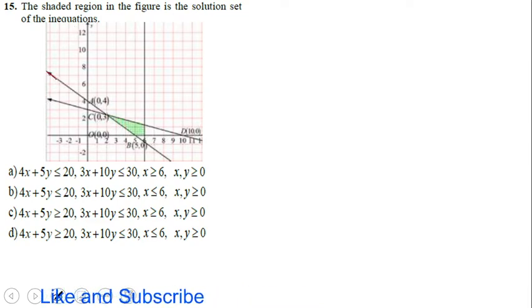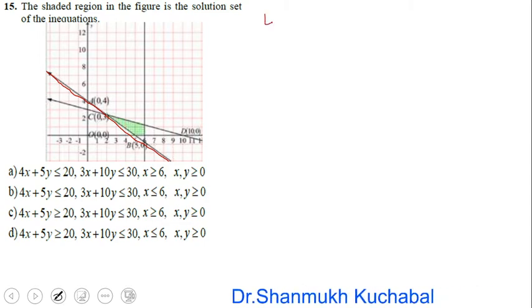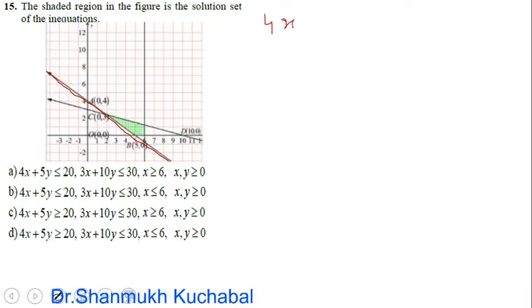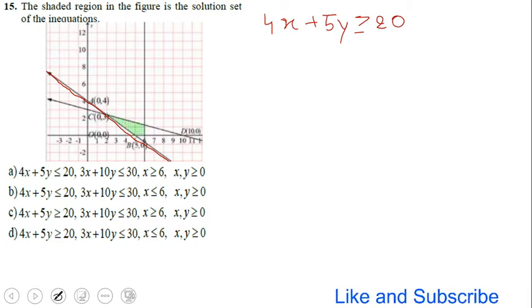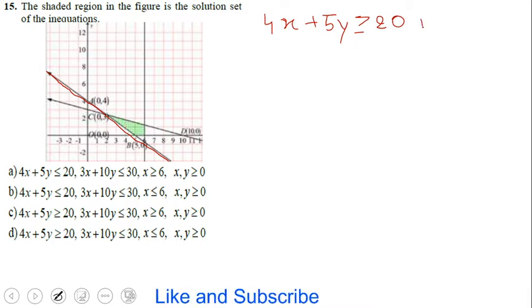So we will observe this is one line, and the above part is shaded here. So this equation is greater than or equal to, we can say, 4x plus 5y greater than or equal to 20. We will observe it here. Okay, so it is true for all the values, and it is false away from the origin here. This is the first equation.